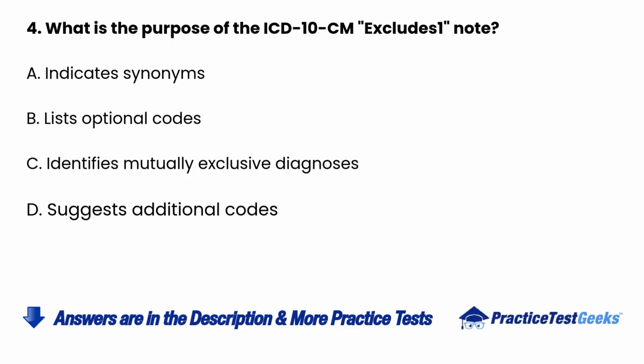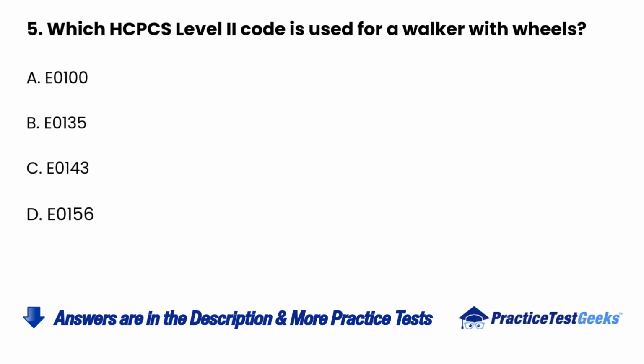4. What is the purpose of the ICD-10-CM excludes one note? A. Indicates synonyms, B. Lists optional codes, C. Identifies mutually exclusive diagnoses, D. Suggests additional codes. 5. Which HCPCS Level 2 code is used for a walker with wheels? A. E0100, B. E0135, C. E0143, D.